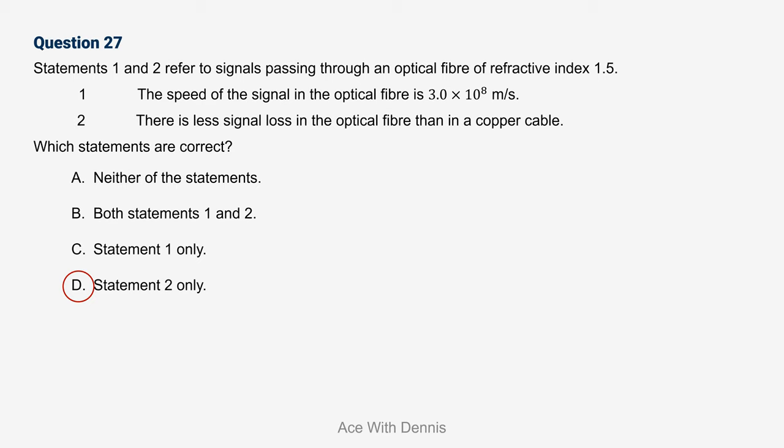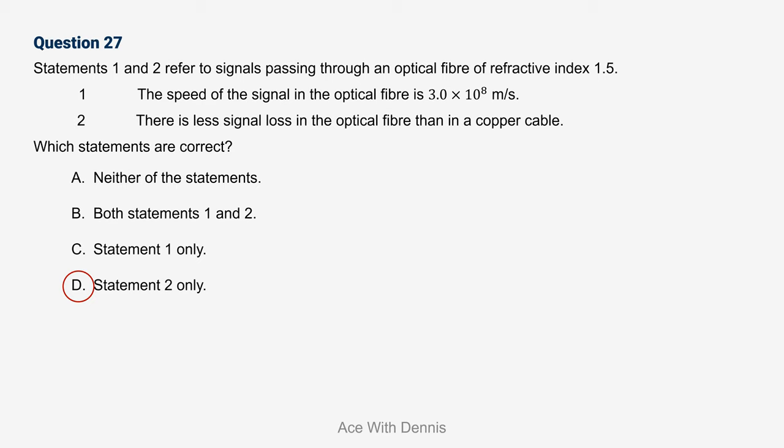The speed of signal in optical fiber is not 3.0 × 10^8 meters per second because this speed is the speed of light when it travels in vacuum. In vacuum there is no resistance, therefore it can travel at this speed. But if it travels in optical fiber with a refractive index of 1.5, which means it is optically denser than the air or the vacuum, the speed will be slower, which means it is less than 3.0 × 10^8 meters per second.